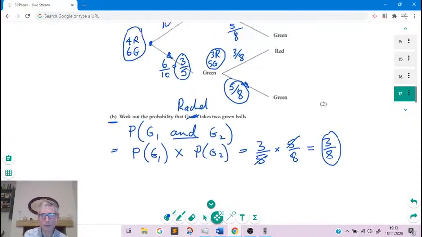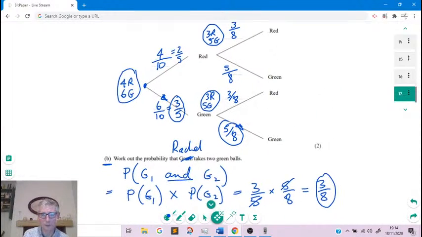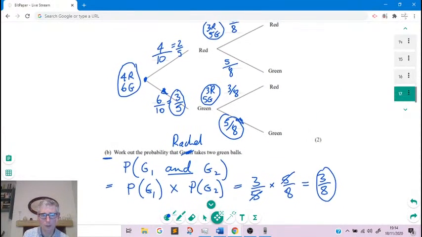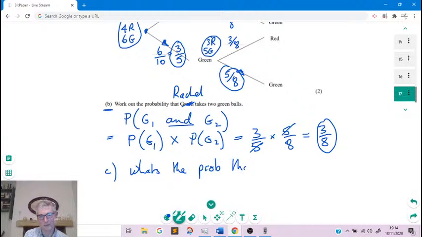Okay, so I'm going to extend this question a little bit. Often we might get asked a third part to this: what's the probability that they are both the same colour?